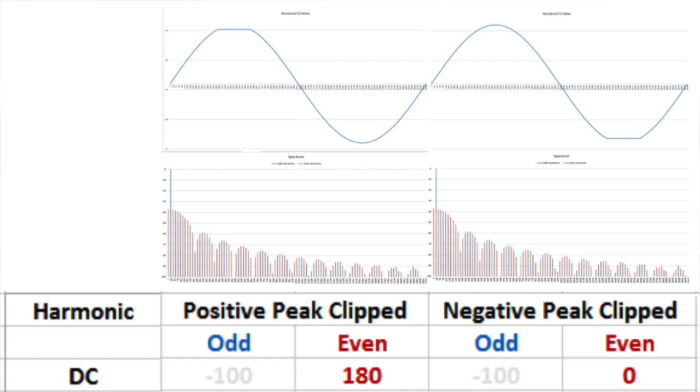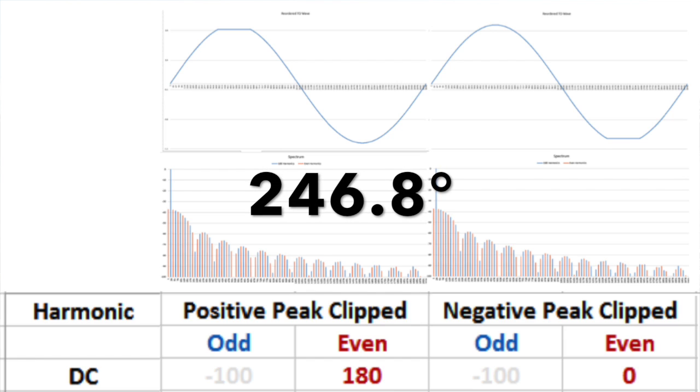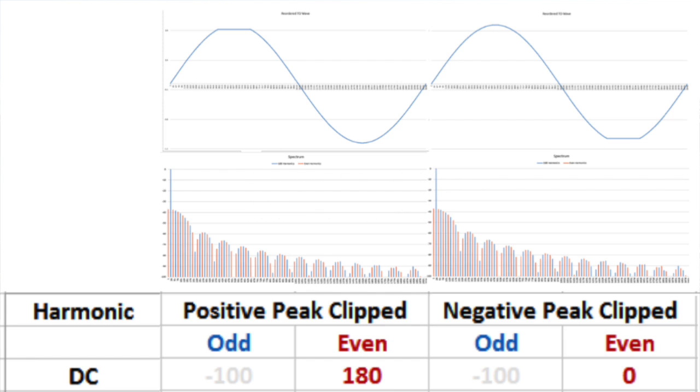And then I clip the negative peak of the wave at the reciprocal angle, which is 246.8 degrees, and it has 13 humps. So 13 humps, the spectrum looks identical. What's the difference? How can you tell the difference?